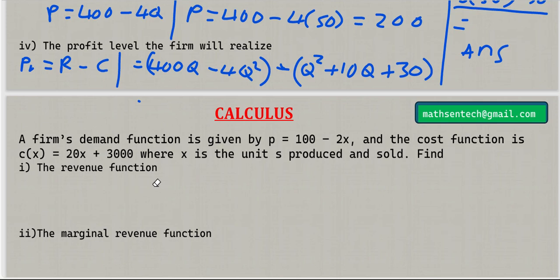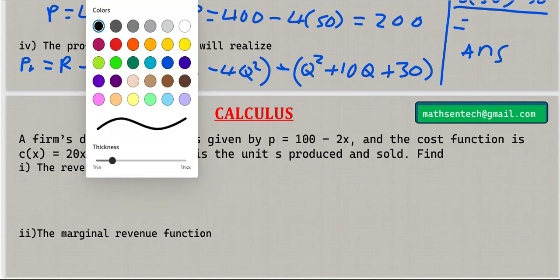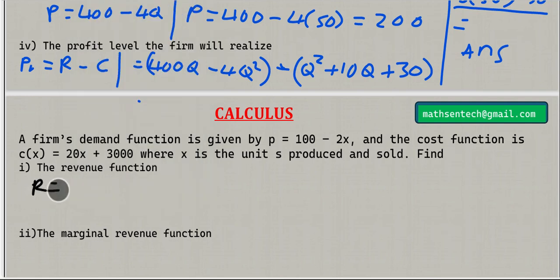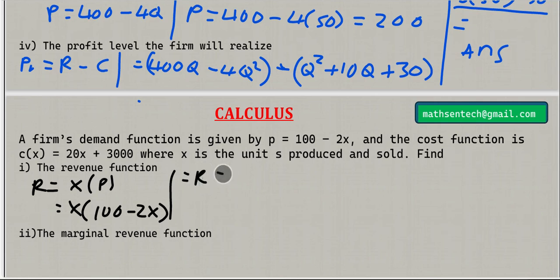So you're told to find the revenue function. Again, this is pretty easy. Remember, the same drill. We said, how to get revenue. Revenue is given by the quantity sold, which is x, multiplied by the price. So we already have the quantity sold, which is x, and our price here is 100 minus 2x. Simplifying this, you actually get R is equals to 100x minus 2x squared. So that will be your revenue function.